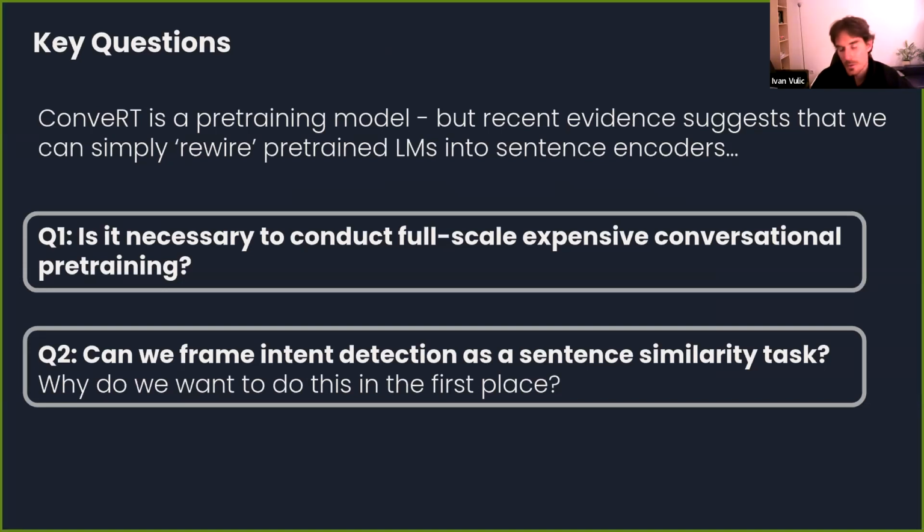Okay, so we set out to work on two critical questions. The first question was, is it really necessary to conduct full-scale expensive conversational pre-training, as we did with ConveRT before? I think I partly answered that question already at the beginning of the talk, and the answer is no. We can even take pre-trained off-the-shelf language models and just fine-tune them on much smaller amounts of input-response data. We can just take a small subset of Reddit and already convert those language models into really good text encoders. But the more interesting question is question number two, about framing intent detection as a sentence similarity task.